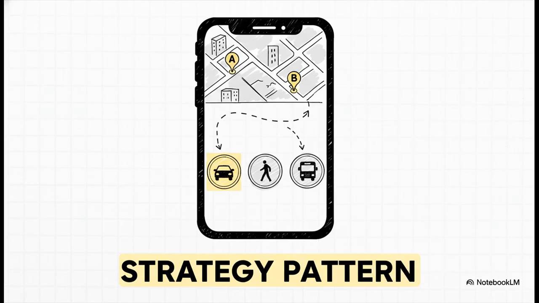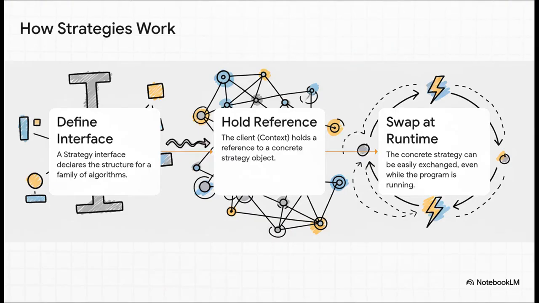You put in a destination. Then you get to choose your travel strategy. Are you driving, walking, or taking public transit? The app swaps out the entire routing algorithm on the fly without changing the rest of the user interface. Each of those routing methods is a different strategy. So how do we build this?